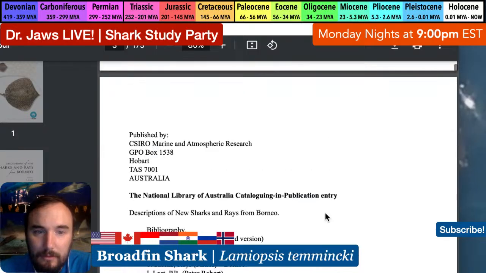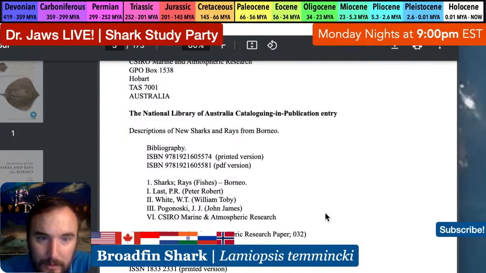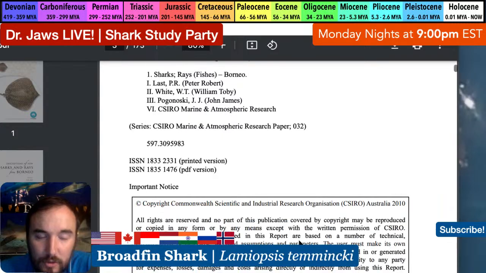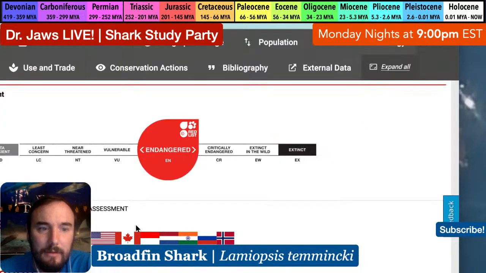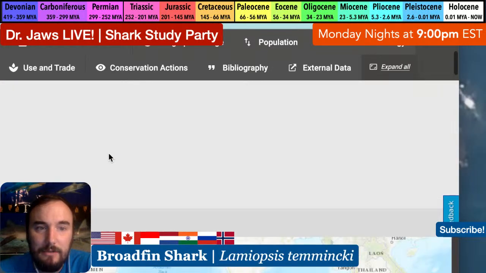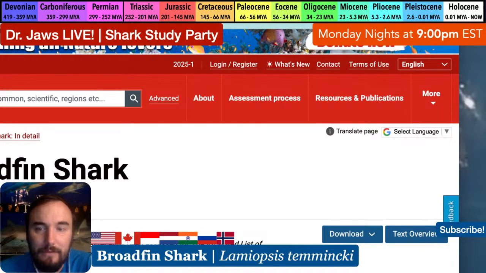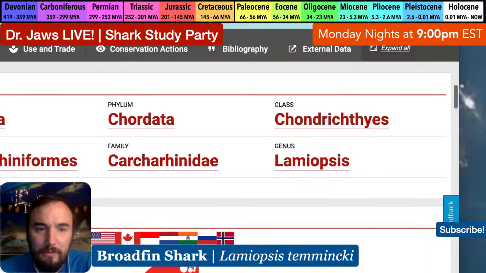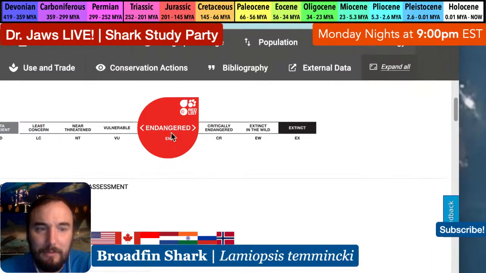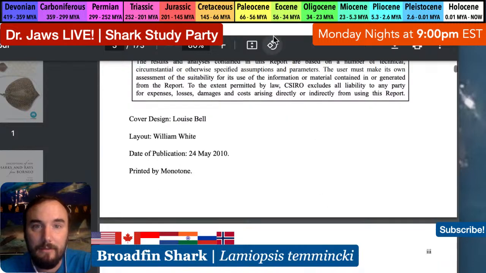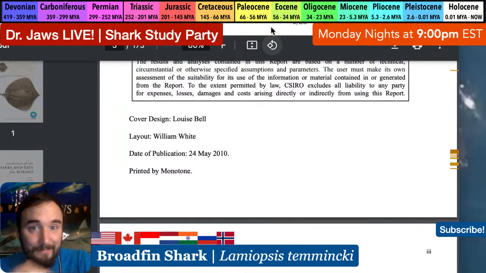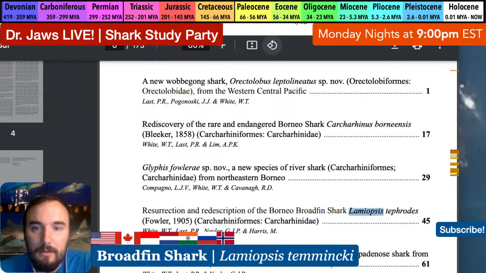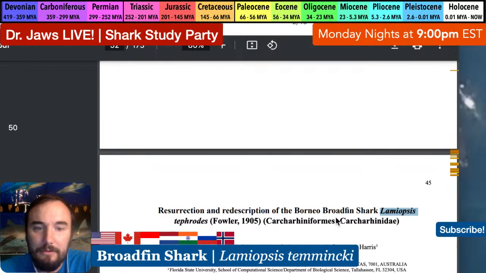Let's see. 2010. So, okay. And when was the IUCN Red List? 2020. Okay, so endangered. So maybe this species, the broadfin shark, was previously given a better status and then has been recently reassigned as endangered. So it's awesome that we have articles like this to help hone in on how a species is doing.